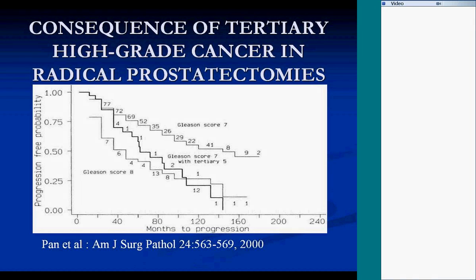And it does make a difference. Tertiary high-grade patterns in needle core, in radical prostatectomy, make a difference. Here's a paper from AJSP, Gleason score 7. What happens to those patients with Gleason score 7 if there's a small amount, less than 5%, of tertiary pattern 5? Well, you can see that these patients do have a more aggressive outcome than Gleason score 7 alone.